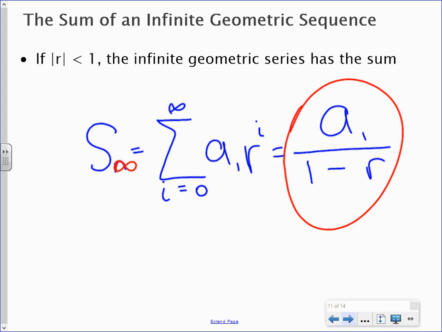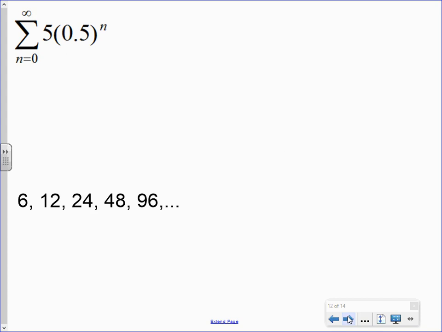Alright? First of all, it has to be geometric. Second of all, it has to be infinite. Third, absolute value of r has to be less than 1. Otherwise, we're toast. Okay? So let's look at that first example. A, is it geometric? Yes, it is.